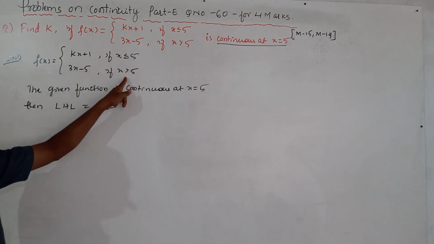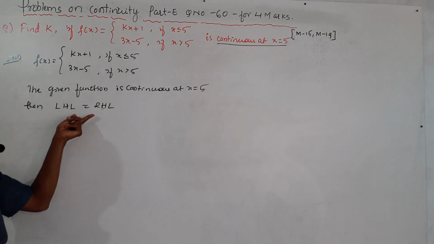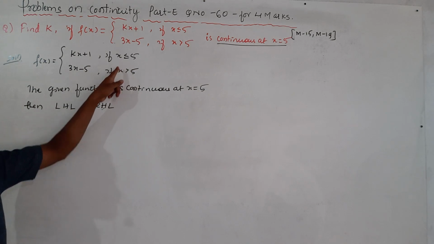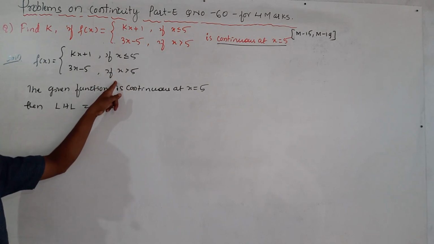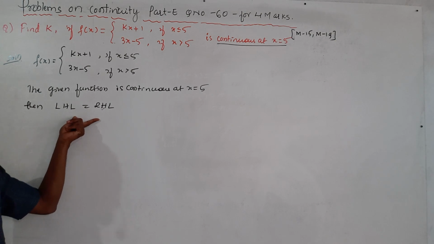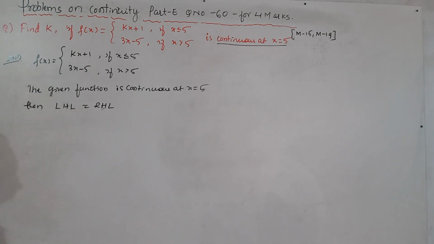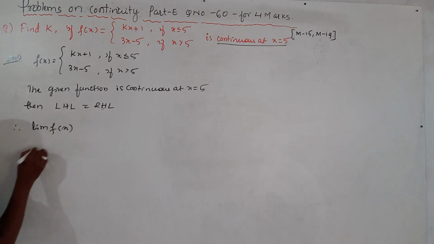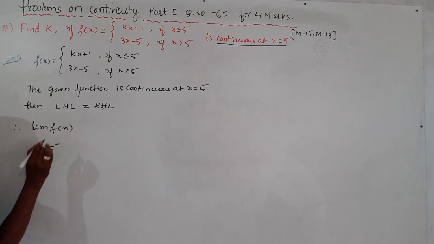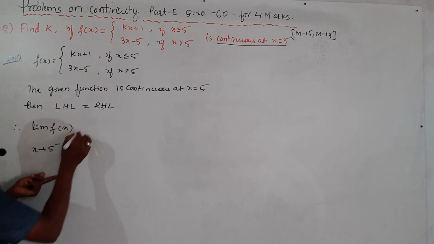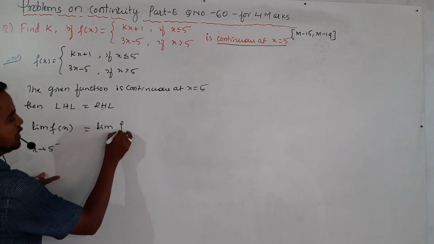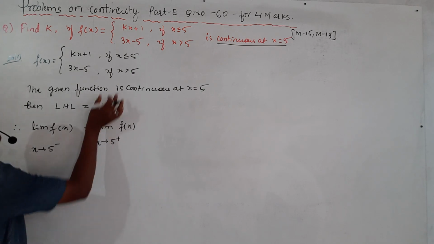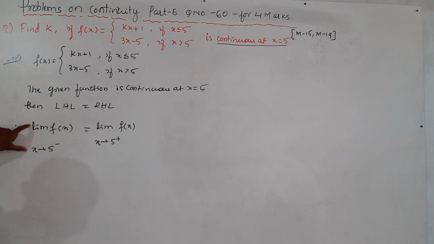See here, less than or greater than is given. At that time we are using LHL and RHL. If the condition is given as less than, greater than, less than or equal to, or greater than or equal to, at that time we are using LHL and RHL. Therefore, limit of f of x as x tends to 5 minus, this is LHL, is equal to limit of f of x as x tends to 5 plus. 5 plus means greater than 5.